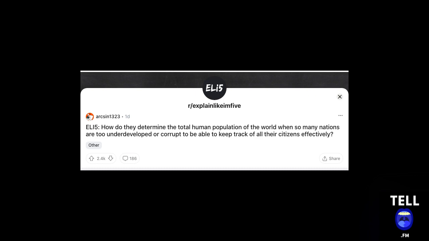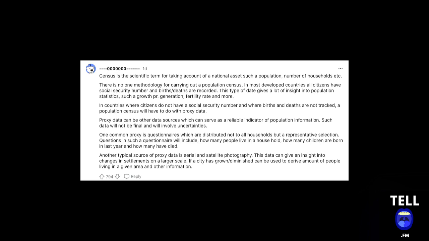ELI5: How do they determine the total human population of the world when so many nations are too underdeveloped or corrupt to be able to keep track of all their citizens effectively? Census is the scientific term for taking account of a national asset such as population, number of households, etc. There is no one methodology for carrying out a population census.